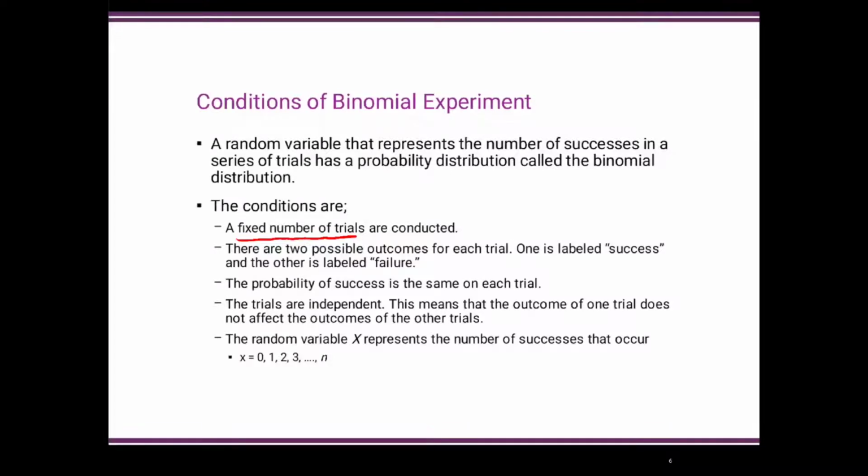The probability of success is the same on each trial, and the same goes for the probability of failure. The trials are independent. This means that the outcome of one trial does not affect the outcomes of the other trials. As I mentioned earlier, the probability values are unchanged. For failure, it will remain the same, and also for success probability. The random variable X represents the number of successes that occur. This is just like what you have learned in the previous chapter.